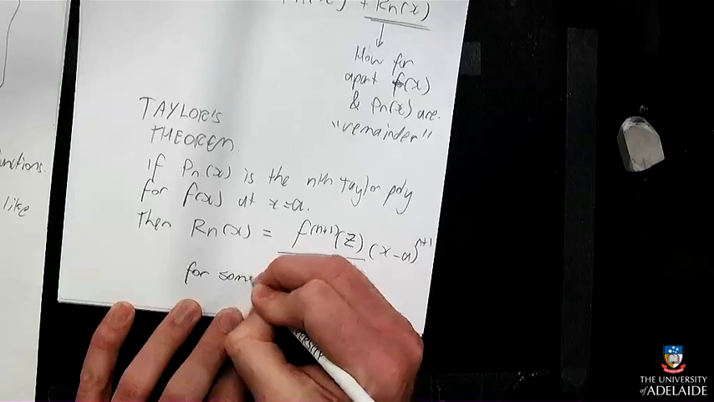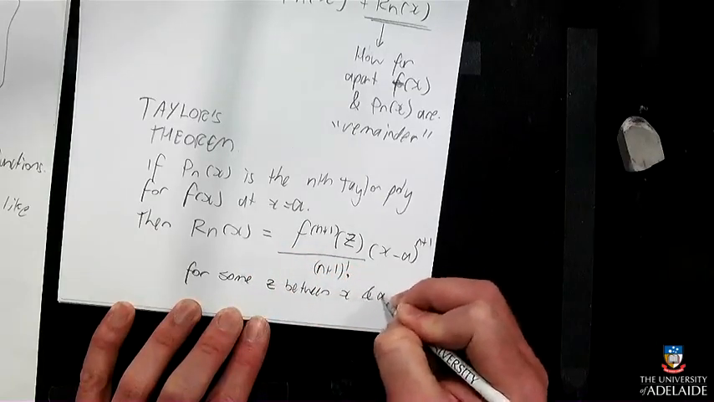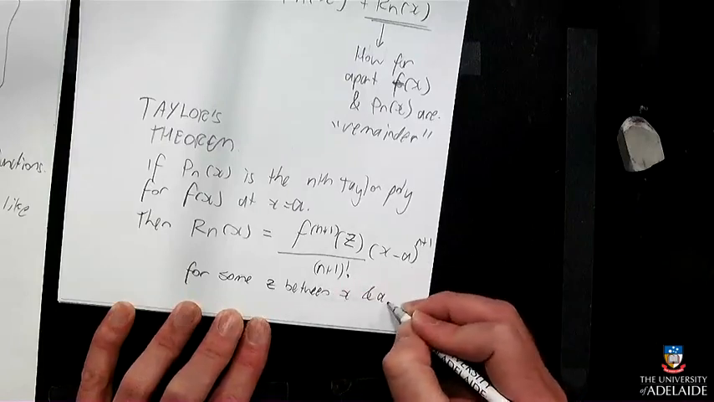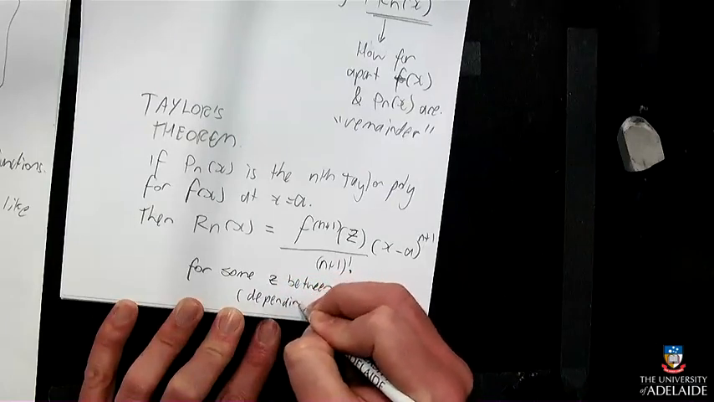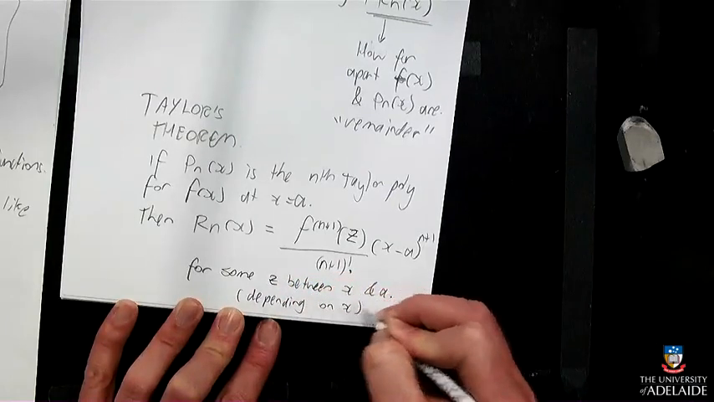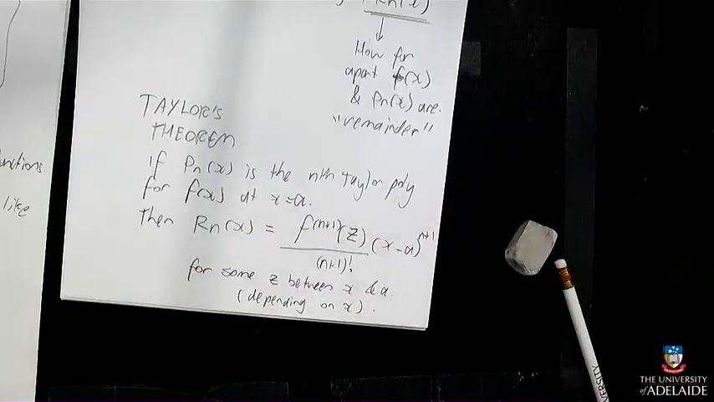For some z between x and a, depending on which x it is. So that's what he says. He says that if I calculate that and I try it for various different values of z between x and a, one of them will come out to the correct answer. So I wouldn't mind actually trying that on my screen if that's okay.